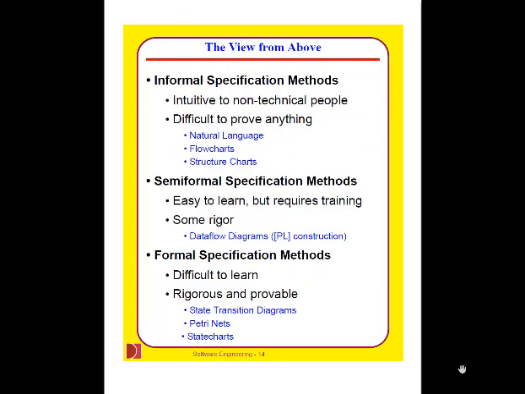I want to stop a little bit and give a view from above here on why we're talking about these things and how they're important and relevant. We have a few what are referred to as informal specification methods. These are methods for software engineering that are intuitive to non-technical people. The problem is they're difficult to prove anything. And these methods that are called informal are things like natural language.